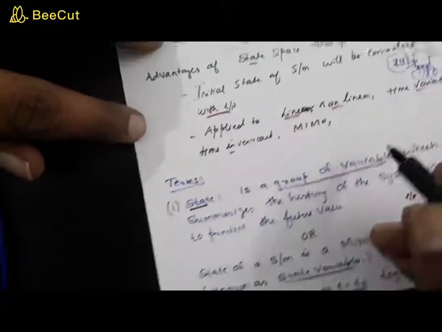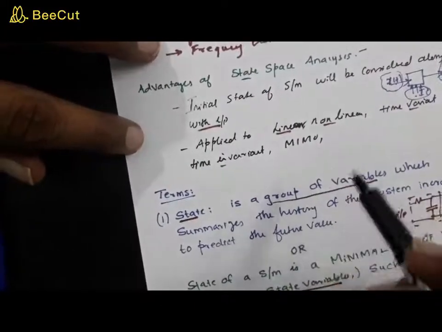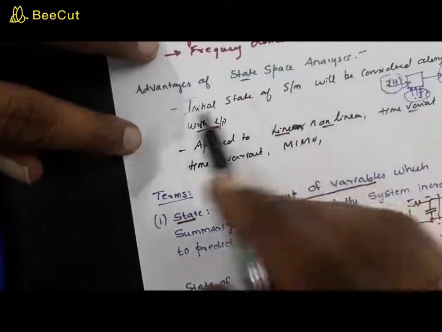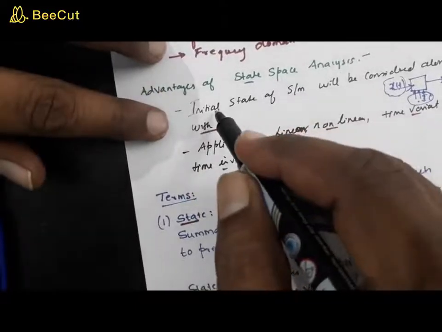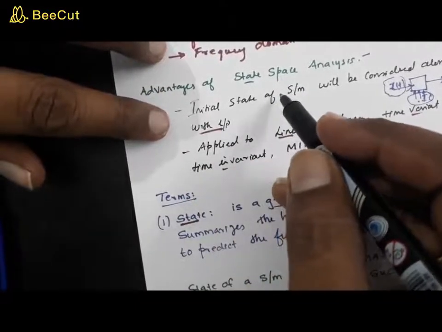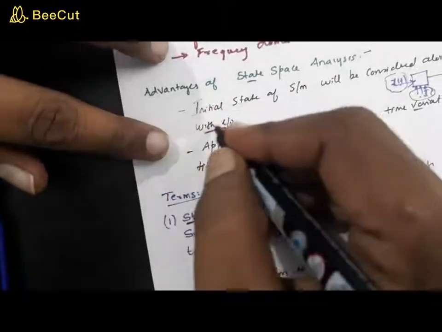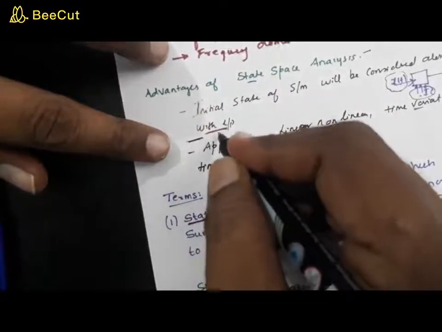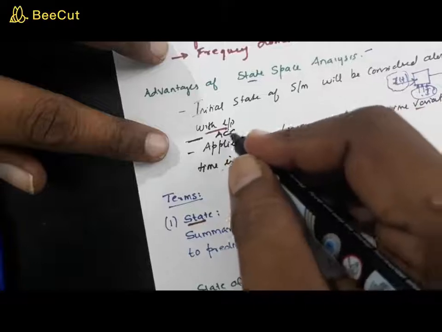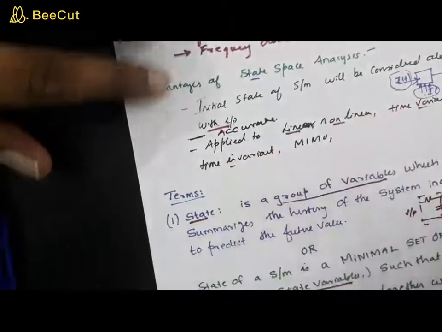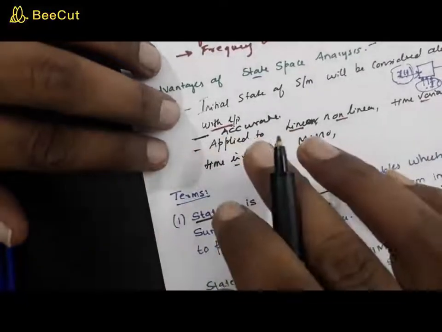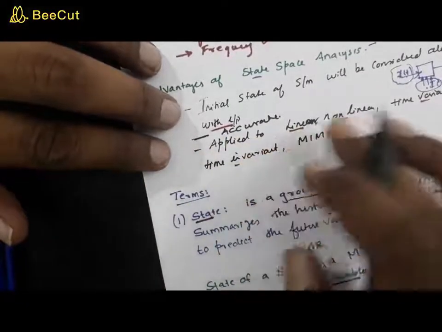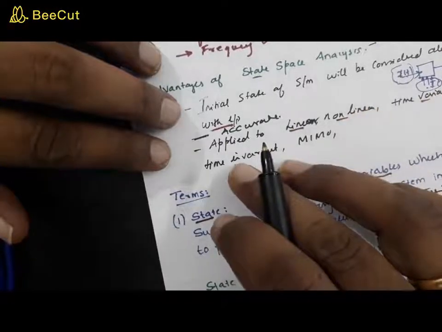Okay. So keeping all these things in mind, we can again recollect the advantages of state space analysis. Number one, analysis is done by considering the initial state of the system. The consequence is that the analysis becomes more accurate in comparison to the transfer function approach. Then it can be applied to MIMO systems, linear, non-linear, time variant, time invariant, and so on.